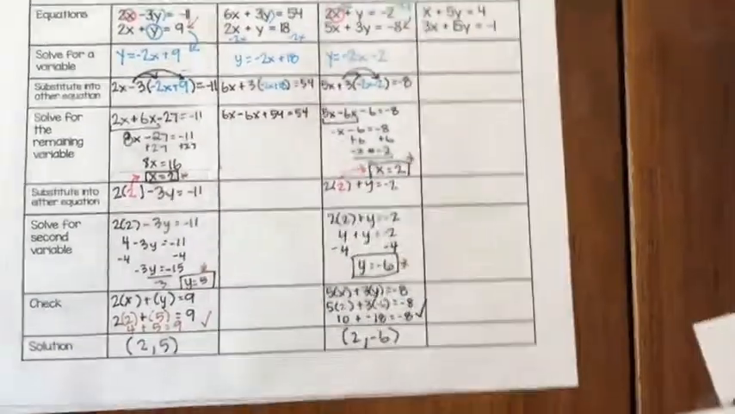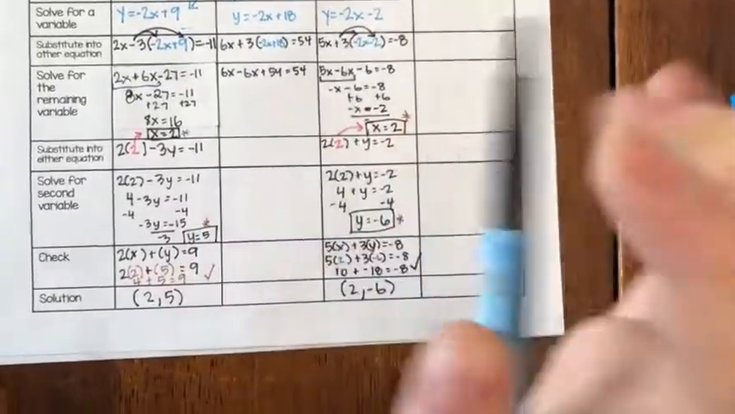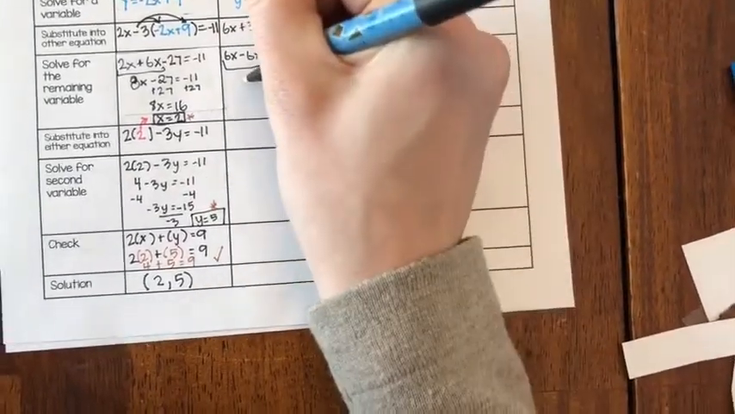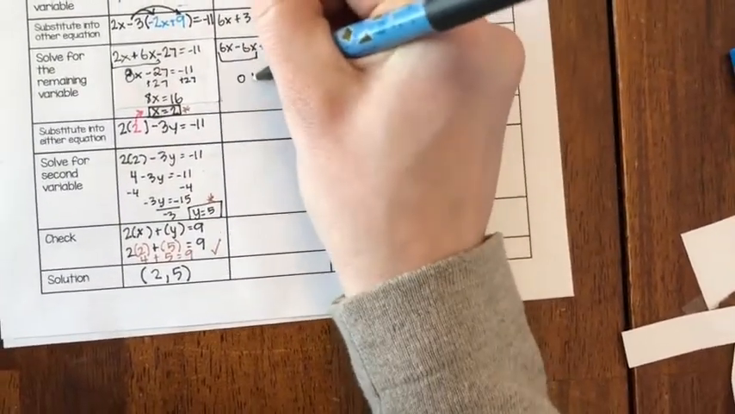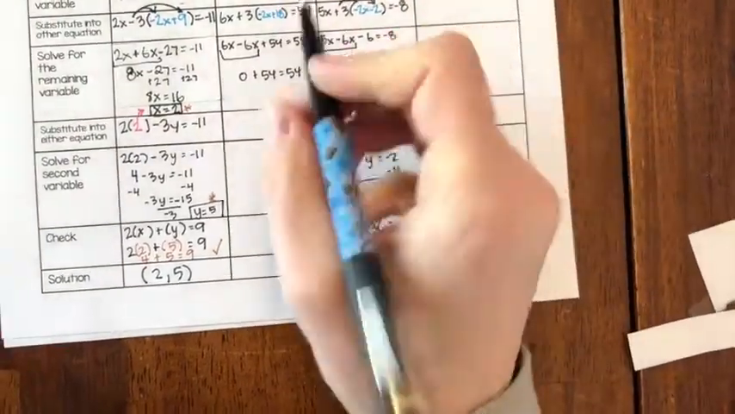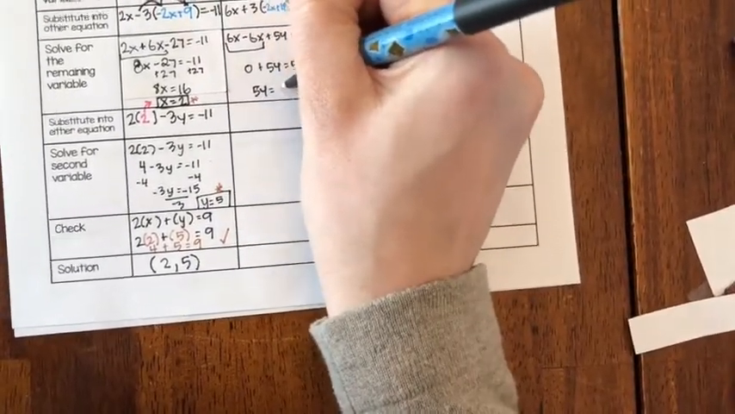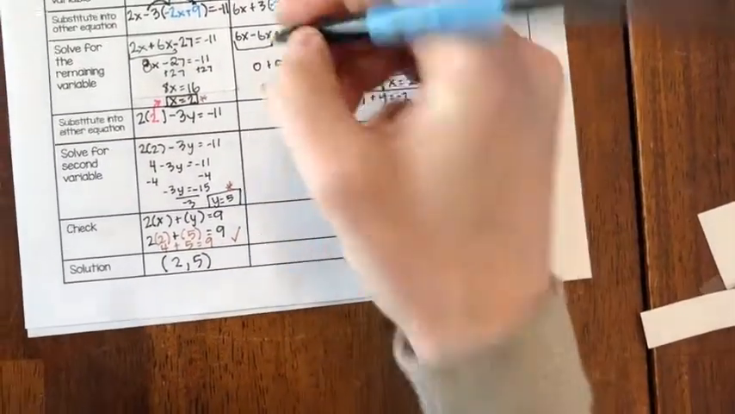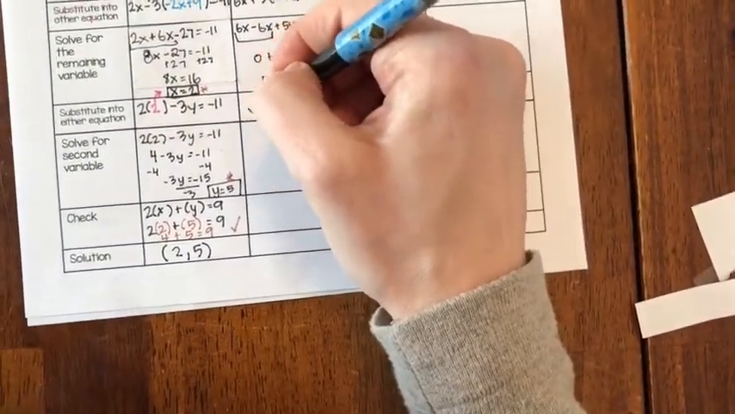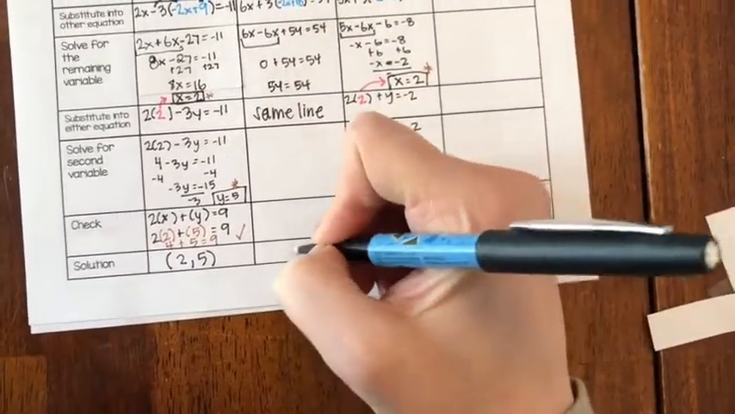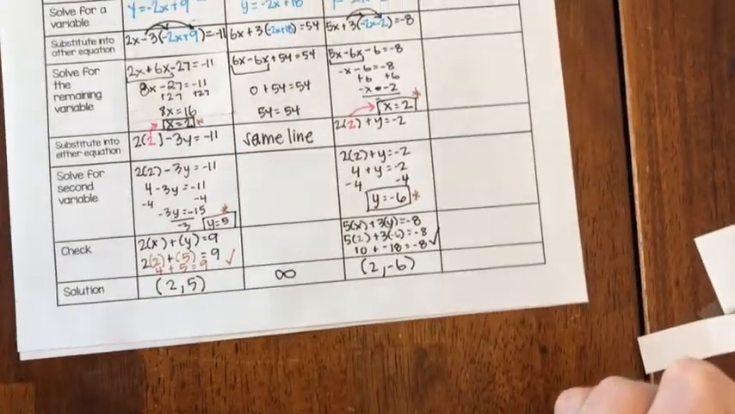Well, you can already start to see that something funky is going on here. So what happens with this one is this. When I combine these like terms, I get 0 plus 54 equals 54. So I end up with 54 equals 54. So I don't have a variable anymore. What ends up happening with this is it means it's the same line. So there's not necessarily one solution. We have an infinite amount of solutions.